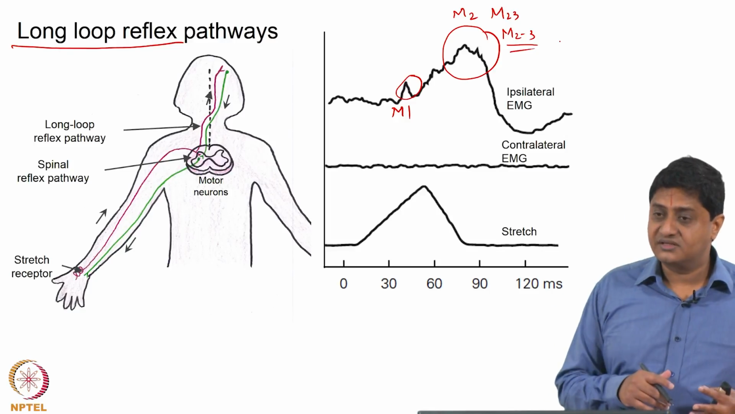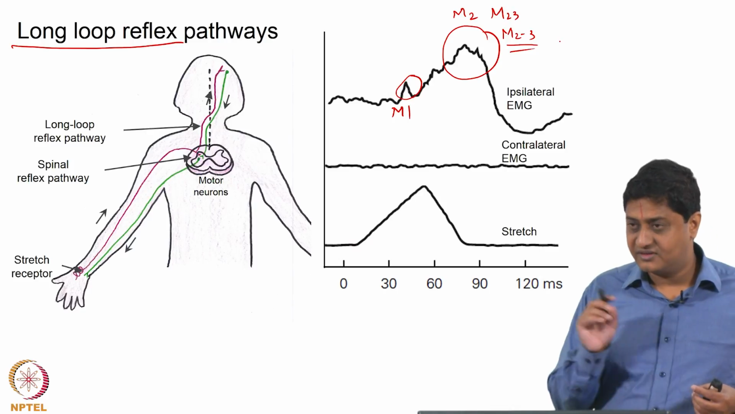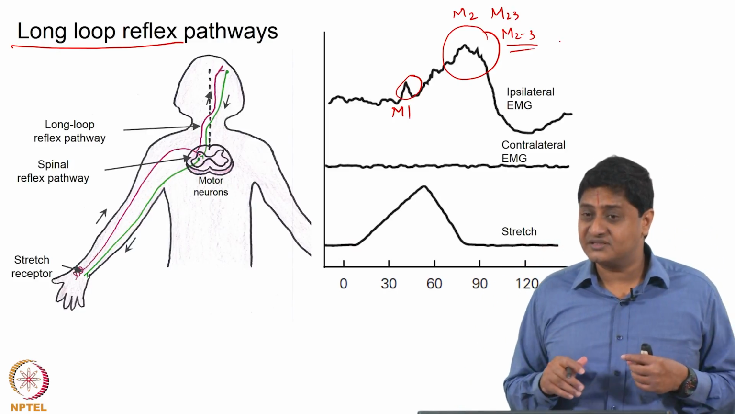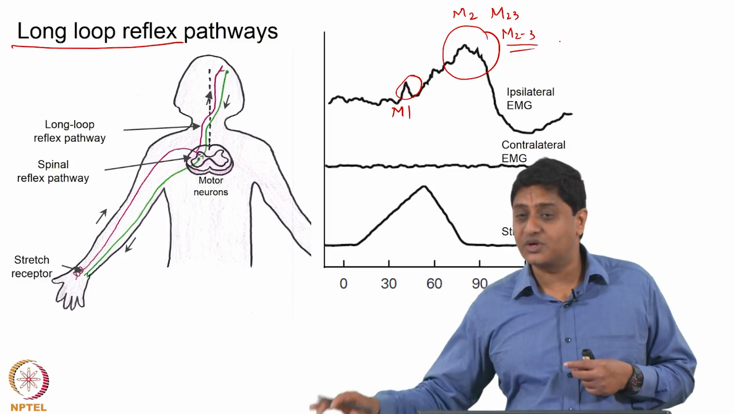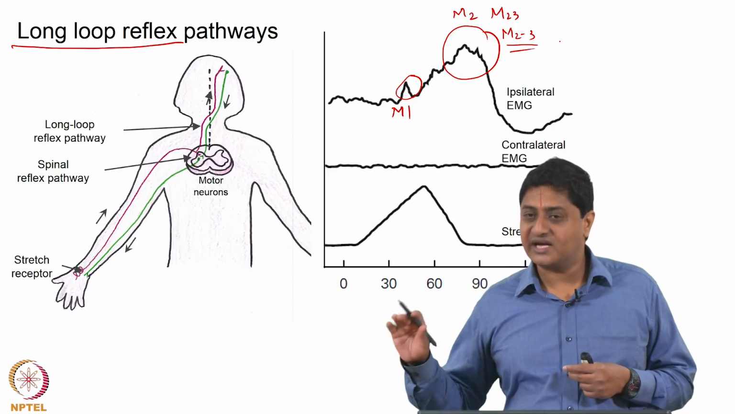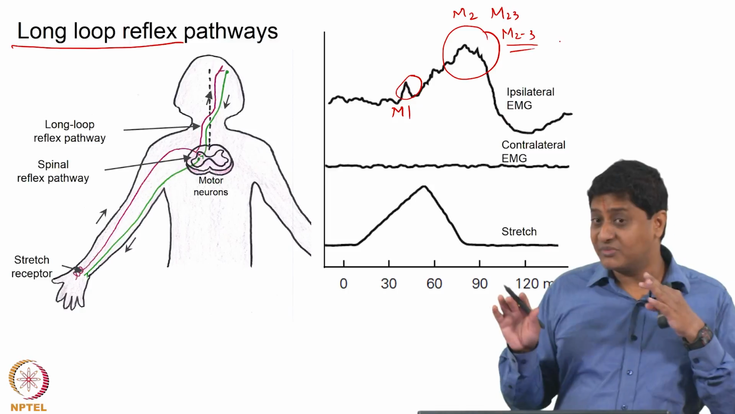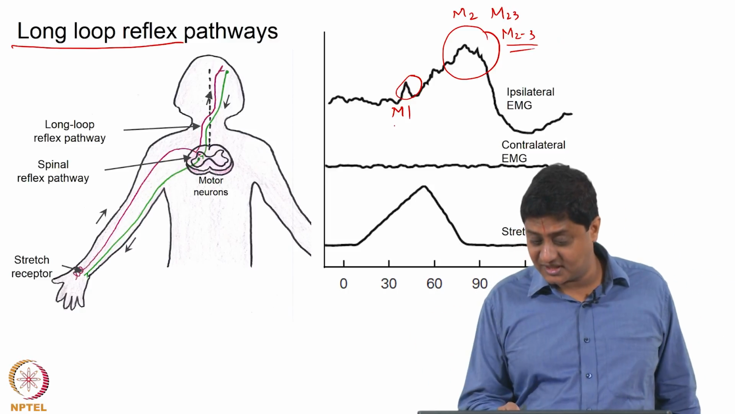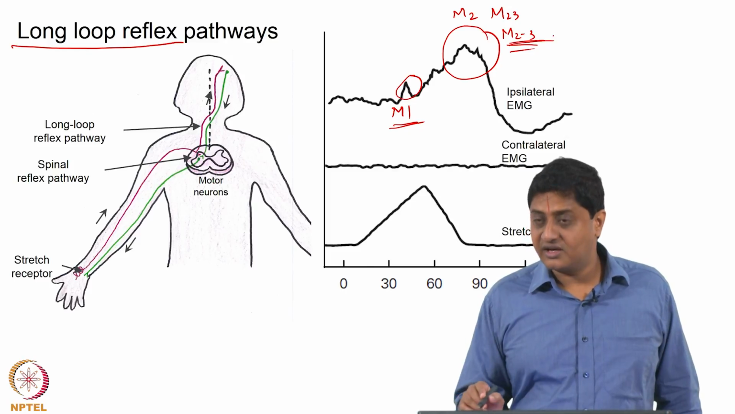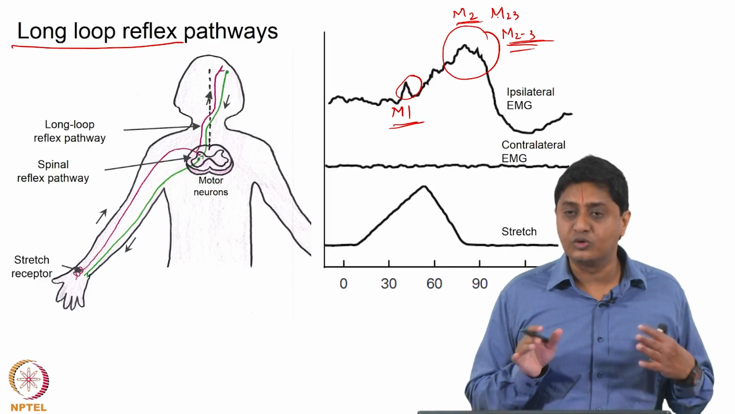Earlier we called the first response, the monosynaptic response, the H reflex if it is electrically stimulated, and the M response is the response coming directly through the motor neurons. M stands for motor neuron; direct activation of the motor neuron causes the M response. Here, when there are multiple muscle responses, the first response is called M1, the monosynaptic response, and M23 or M2 is a polysynaptic or long loop response.